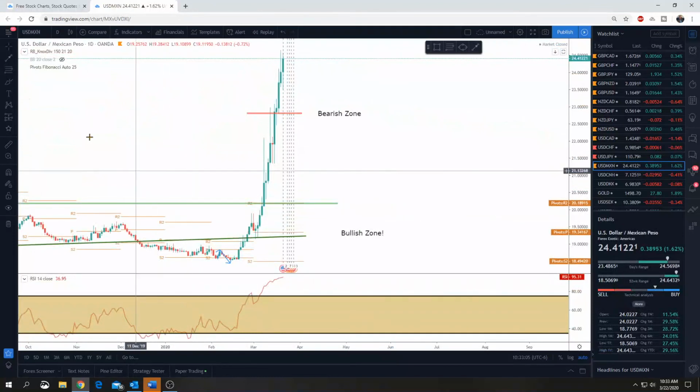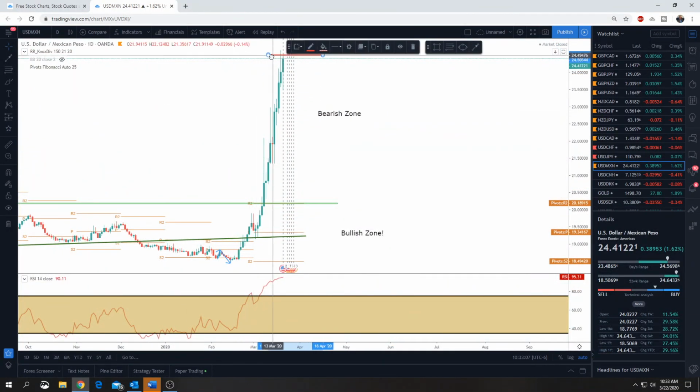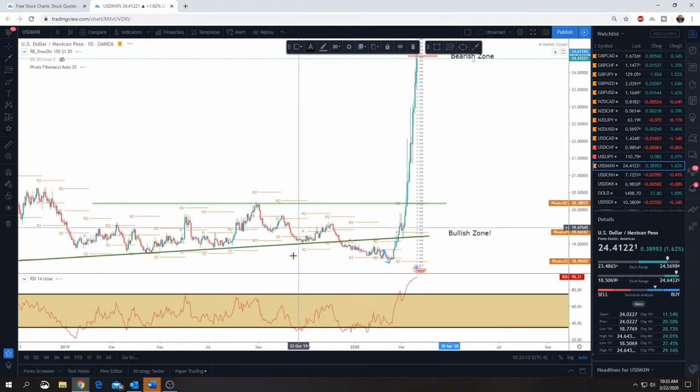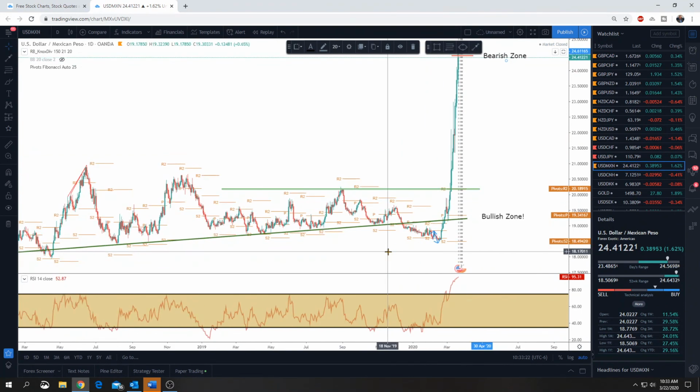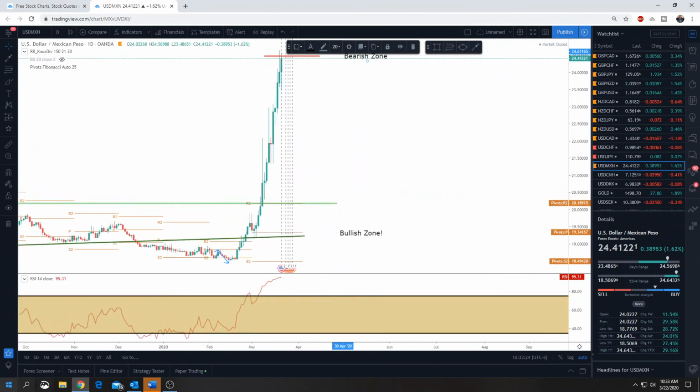Just for fun, let's look at the U.S. Mexican peso. Oh, geez. So the spreads on this puppy are huge now. Look at that move, guys. I mean, man, if you were just thrown in a sell trade here and just held that puppy. Whew.